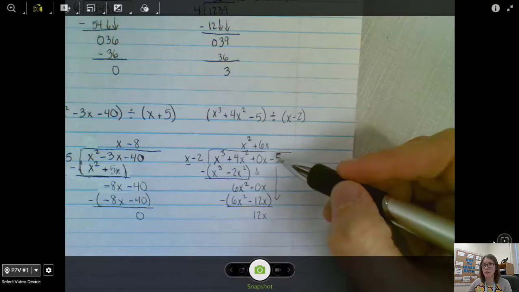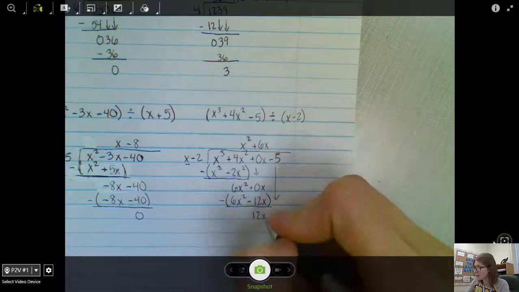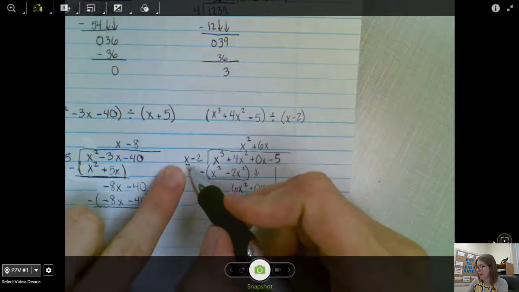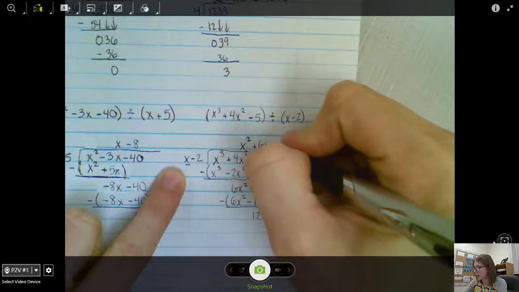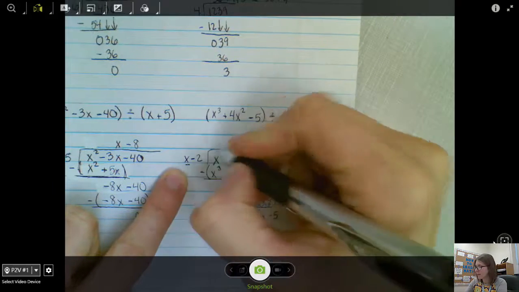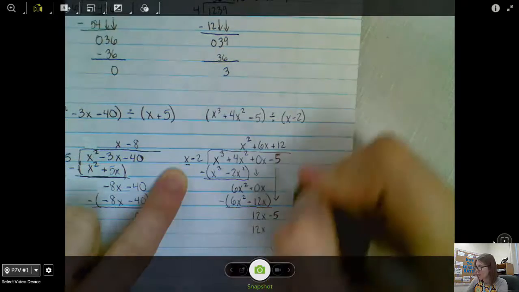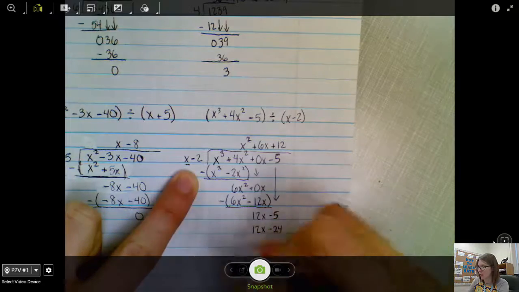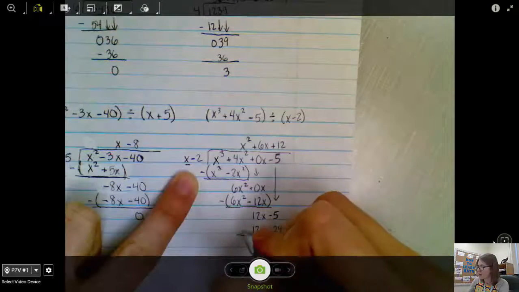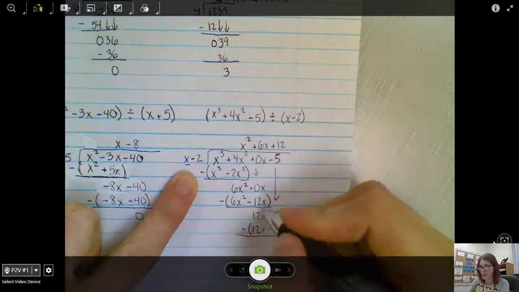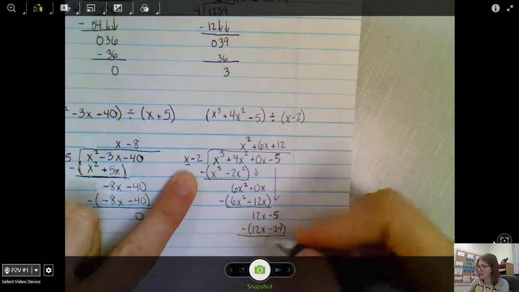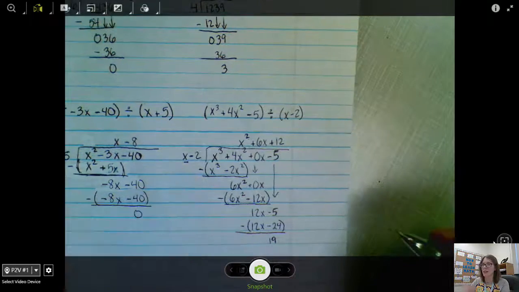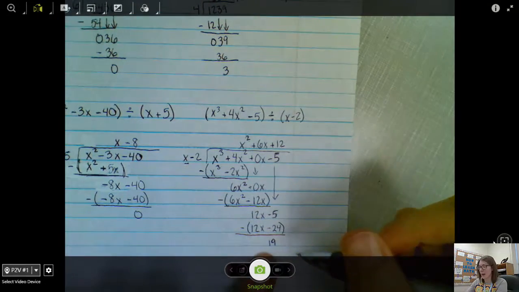Now we're almost done. We have to bring down our negative 5. X times 12 gives me 12x. 12 times negative 2 gives me negative 24. Subtract. My x's cancel out. Negative 5 minus negative 24 gives me plus 19, a positive 19. So this is my remainder.